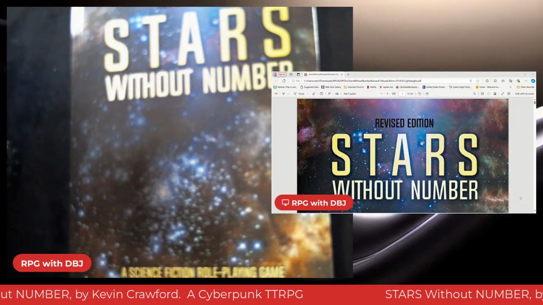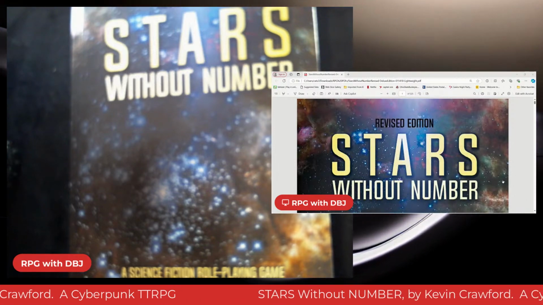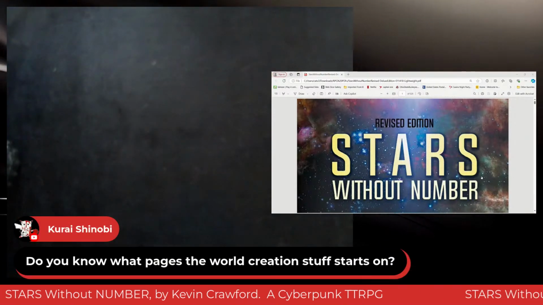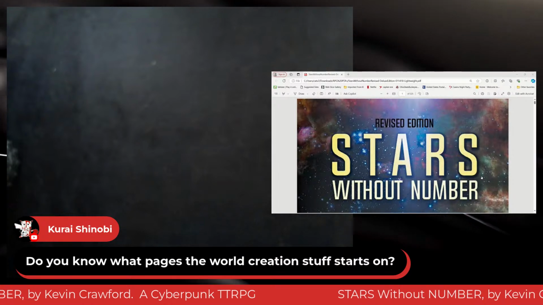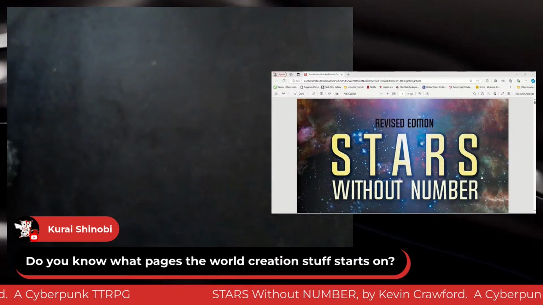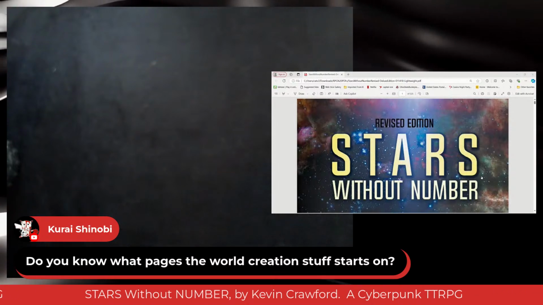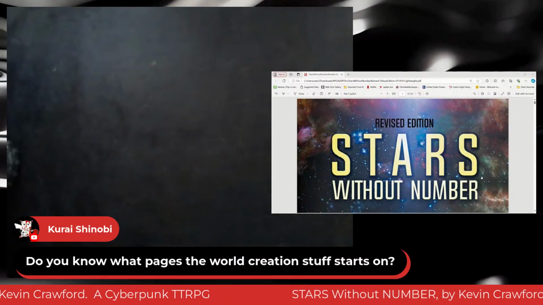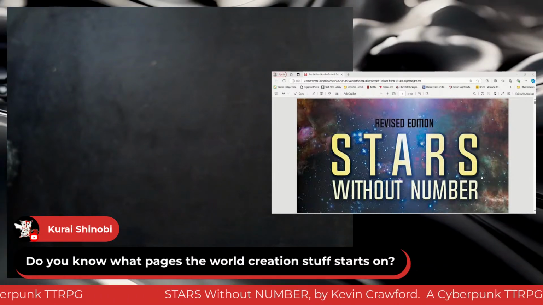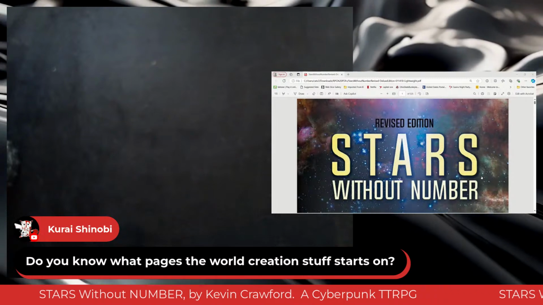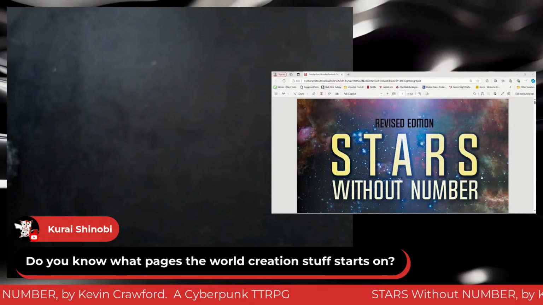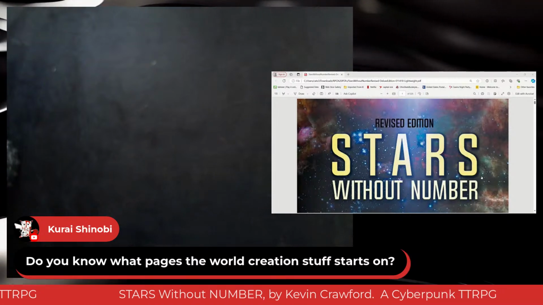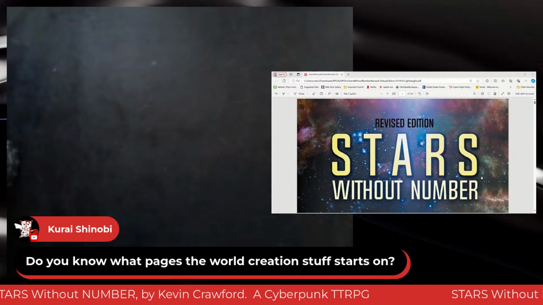Do you know what pages the world creation stuff is on? Shinobi, world creation in the book is on its name generators, factions, aliens. I would start with, there we go, I would start on page 170. Maybe, let's go before that. Let's go with sector creation and then go from there.